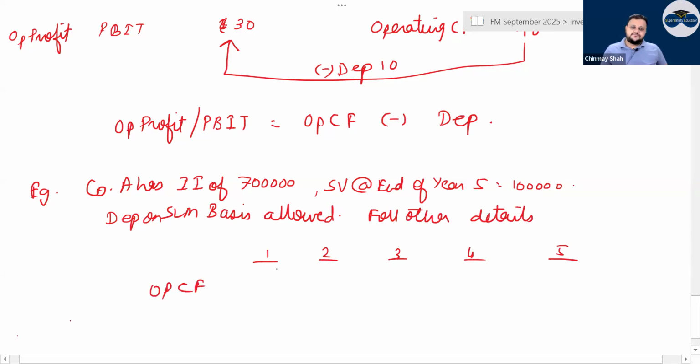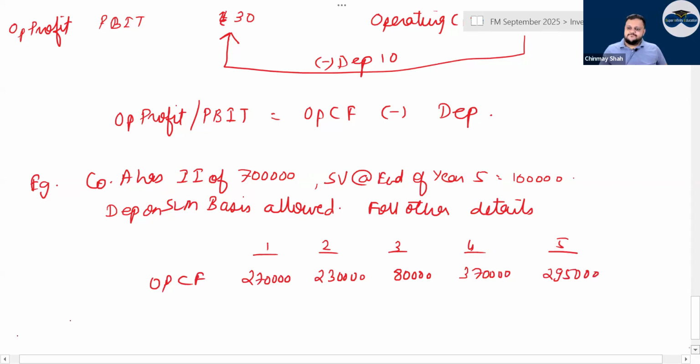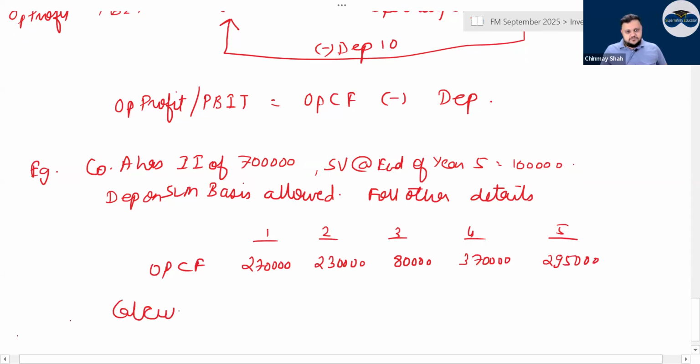Operating cash flow: 270,000, 240,000, 80,000, 370,000, 295. Calculate ROCE by initial investment and average investment.